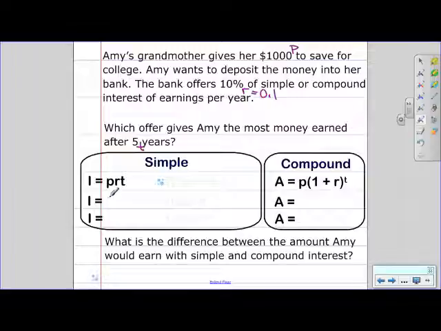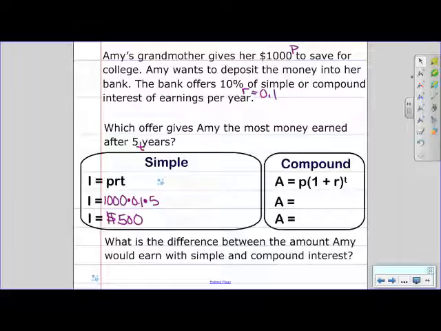So again, our principal is 1,000 times our rate as a decimal, 1/10, times the number of years, 5. So we would put all of this in our calculator as 1, and the amount of interest that will be earned after 5 years would be $500.